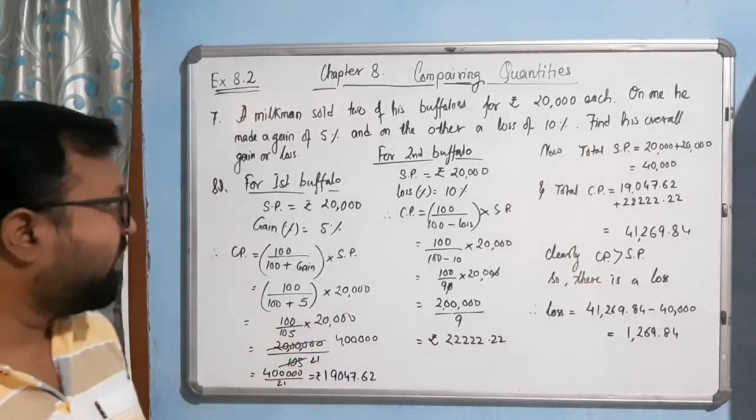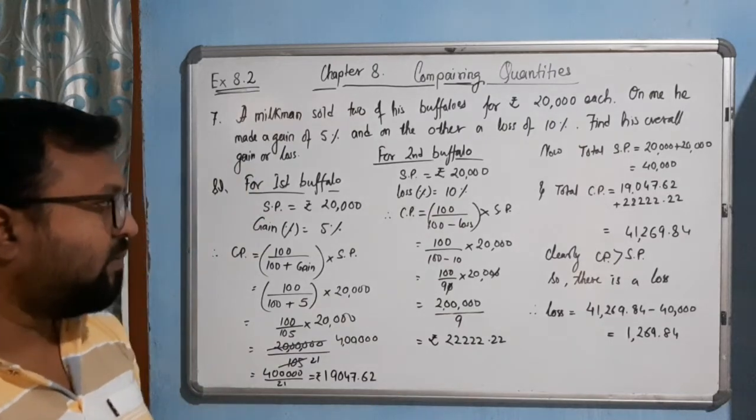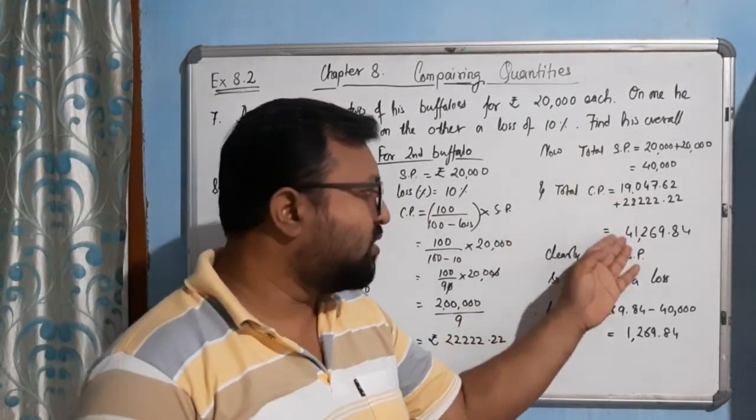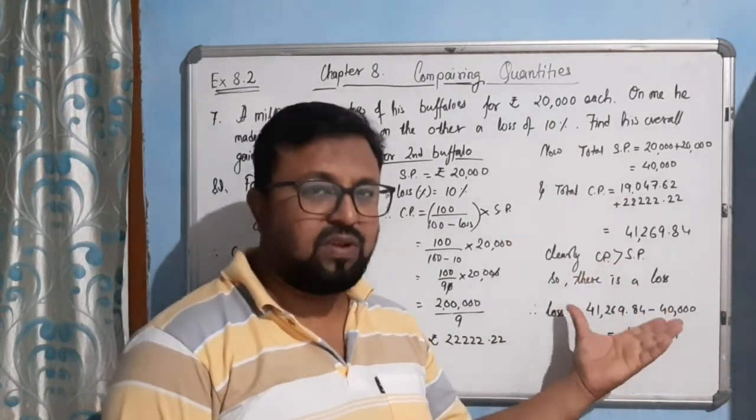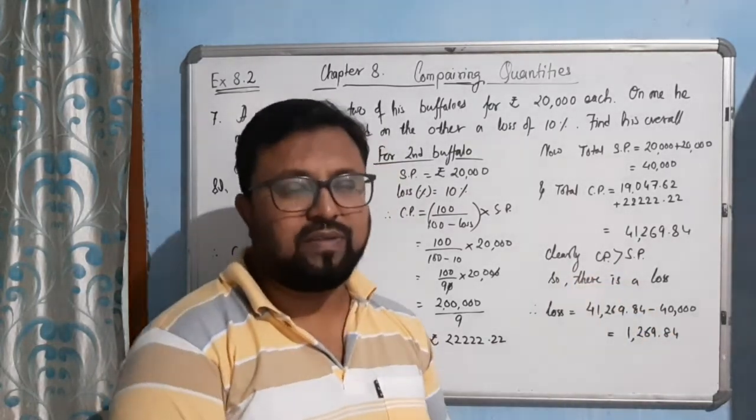First, we need to find the cost price of the first buffalo and the cost price of the second buffalo, and then by adding both and comparing the selling price and cost price, we can conclude whether there is a loss or gain. Right now, in this case, we got a loss. I hope you have understood this part.